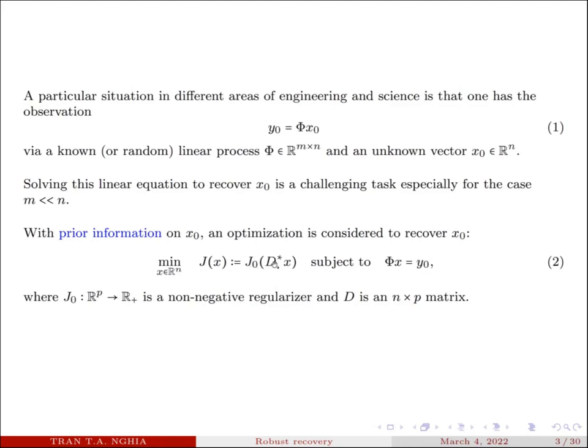And what is the role of the D star, the linear function right here? Sometimes the signal may not be sparse, but after some linear operation, it is sparse. So maybe X naught is not sparse, but D star X is sparse. That is the reason why we put the linear operator right here. But again, in general, it's just a cost function J of x right here, and the constraint is a linear constraint.